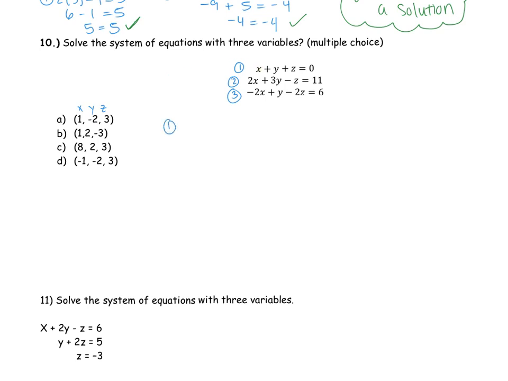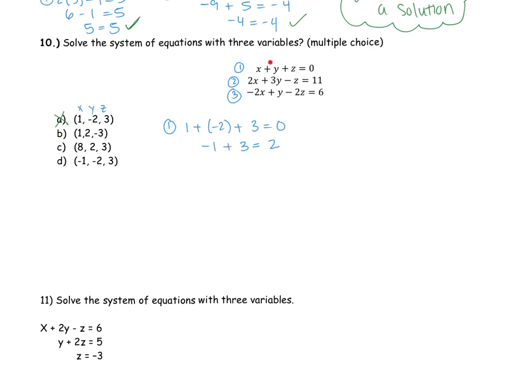So I'm just going to plug it into the first equation as 1 plus my y, which is negative 2, plus my z, which is 3. I'm going to check if it equals 0. So 1 plus negative 2 is negative 1, plus 3 is not 0. It is going to equal 2. So this means that A is not the correct answer because it already failed here. This is not true. So I move on to B here.